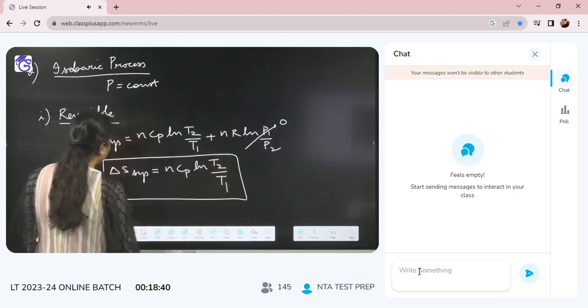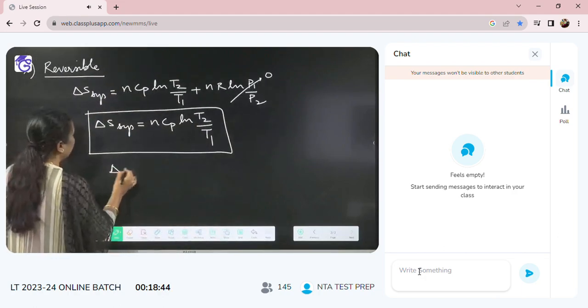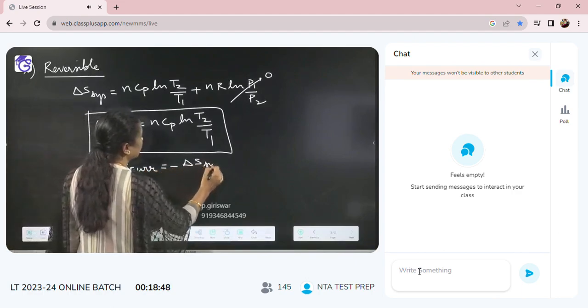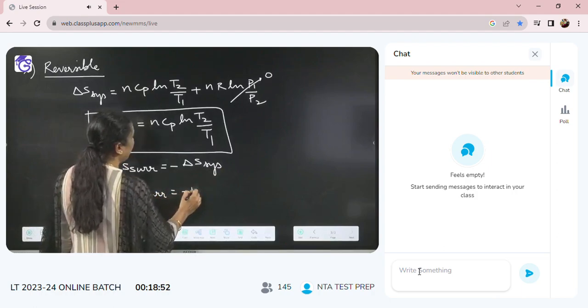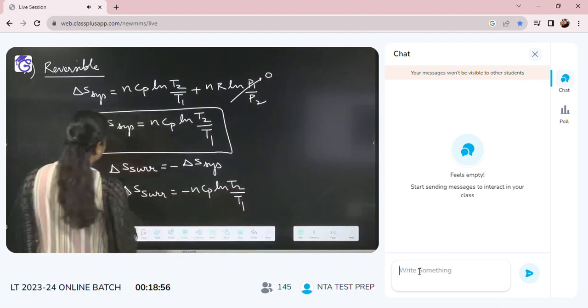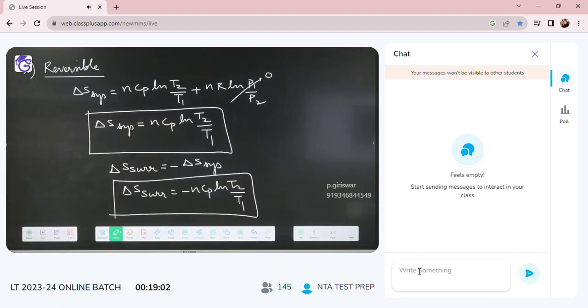Now what will be your delta S surrounding? Minus of this delta S system. So delta S surrounding will be equal to minus of delta S system, and it will be written as delta S surrounding equal to minus NCP ln T2 upon T1. Write this out, everyone. Good. Write this out, and once you are done, let me know by writing done over there.